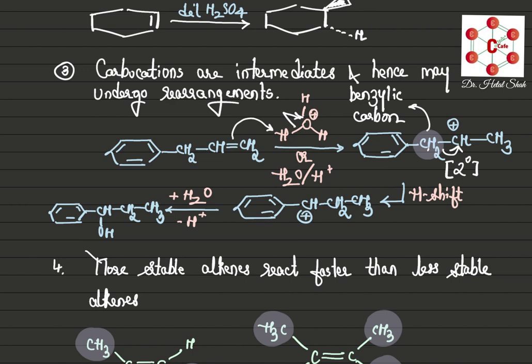Okay, and this is going to be a chiral structure, and if it is going to be a chiral structure, then we shall get dextro and levo, both. Clear?